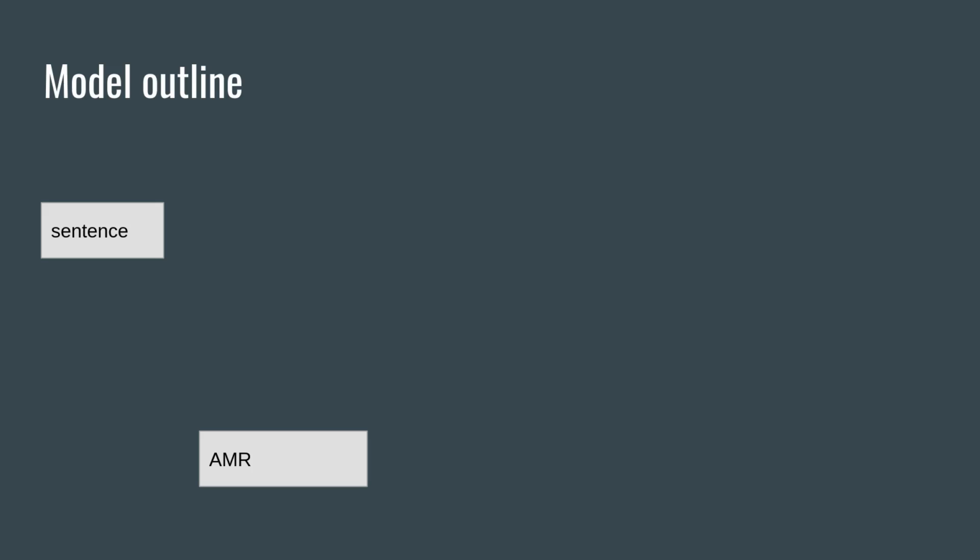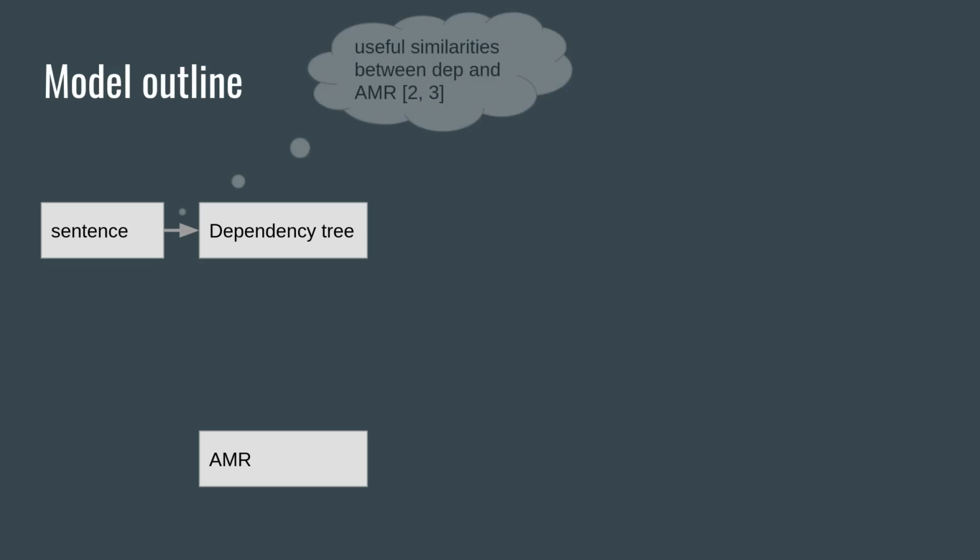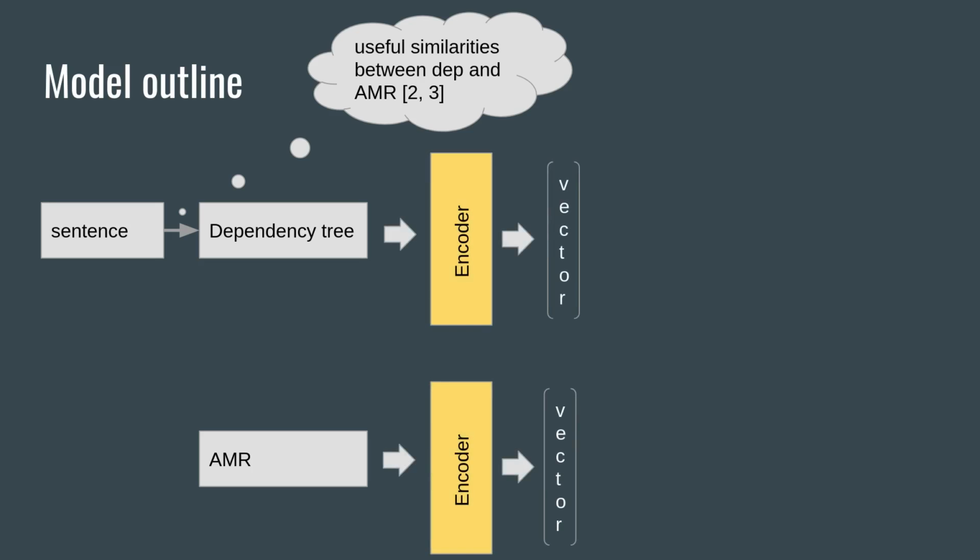Here's our model outline. We have the sentence and we have the automatic AMR graph. First, we convert the sentence into a dependency tree, and we do this to exploit useful similarities between dependency tree and AMR graph, which have also been noted already by other people. And we encode these two graph structures into vectors.